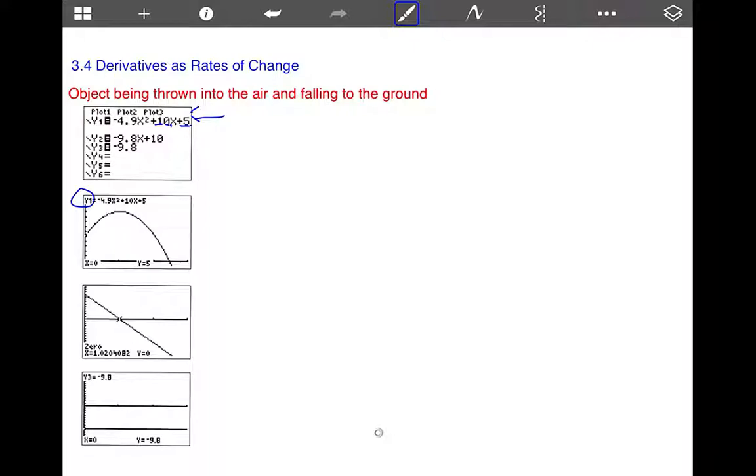It shows a parabola where the object goes up and finds a maximum height, and then it begins to fall to the ground and hits the ground right about there. But we all know that. We've been doing that since Algebra 2. We're familiar with this problem. Now let's bring in the calculus aspect of this.